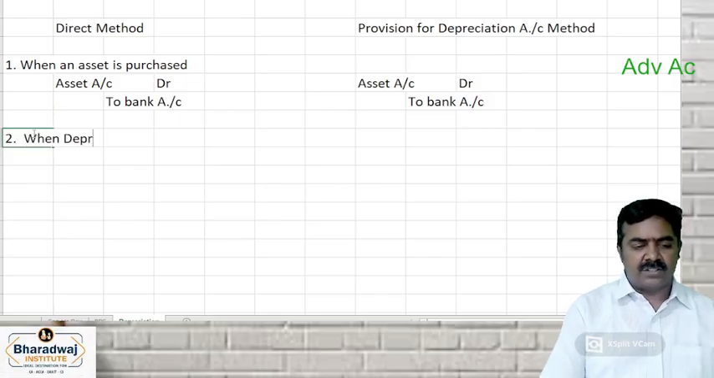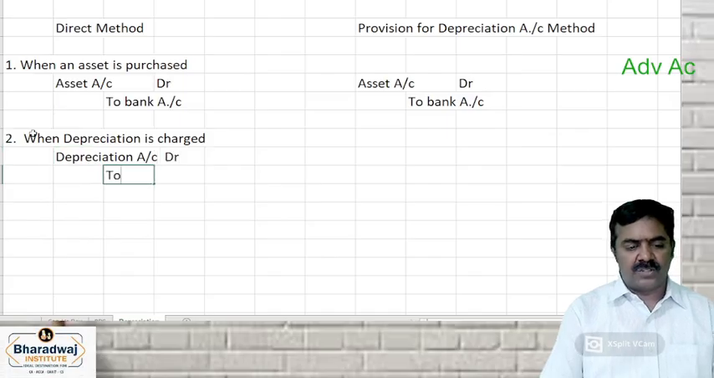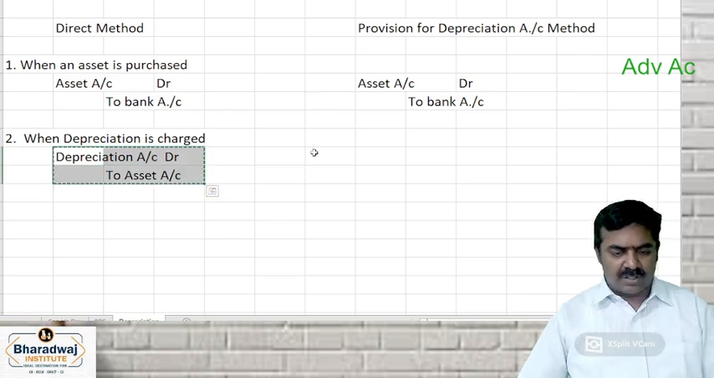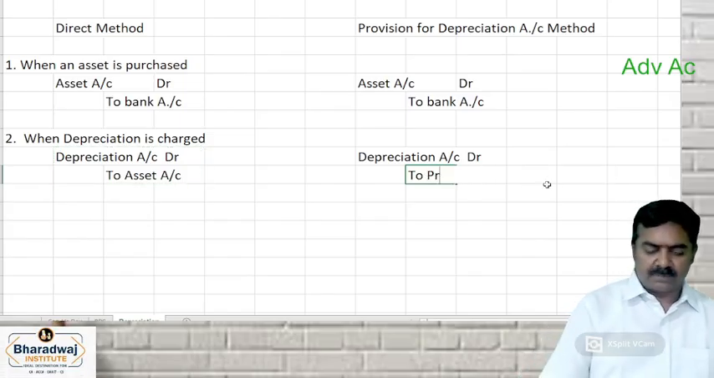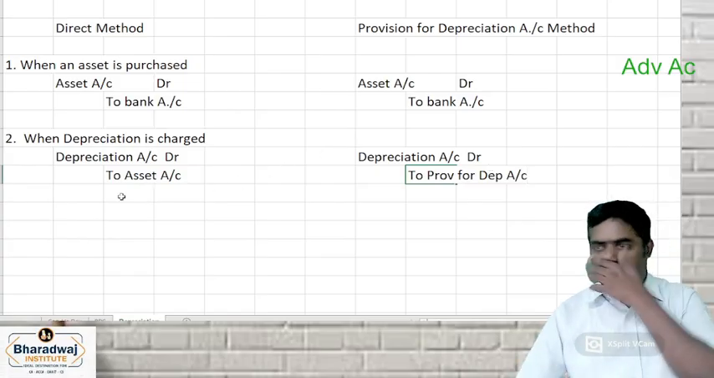When depreciation is charged, what is the entry we will pass? Depreciation account debit to which account? Asset account. And depreciation will not be charged to the asset. Depreciation will go to provision for depreciation account. This is called the accumulated depreciation account also.